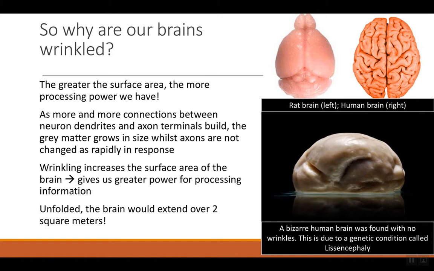If you were to unfold all of the brain, then it would cover about 2 square meters. Every so often, there are humans that are born with conditions without wrinkles. Obviously, this is going to severely impact on their quality of life because they're not going to be able to develop and talk and move in the same way as most humans.